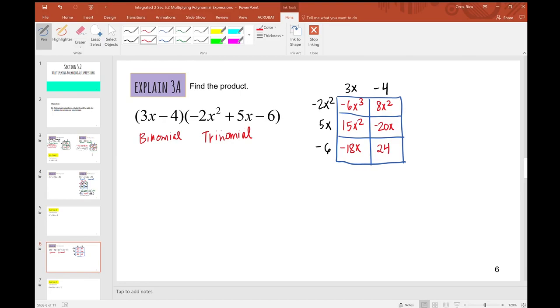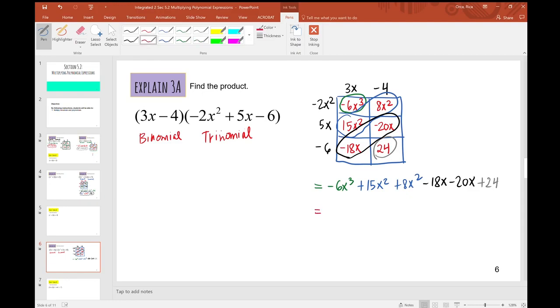Now let's write out our answer. So this is equal to negative 6x to the third plus 15x squared plus 8x squared minus 18x minus 20x plus 24.